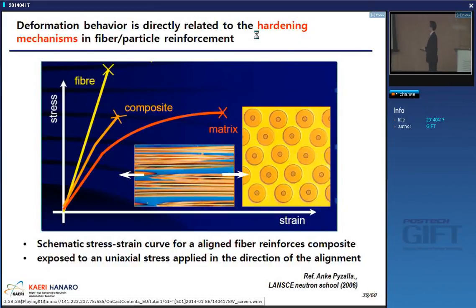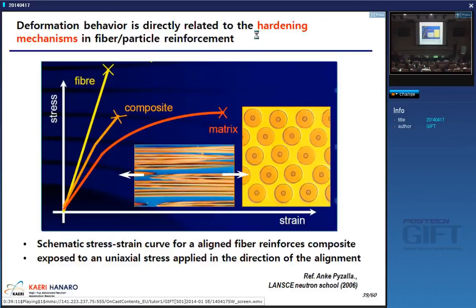You can imagine there is some composite, okay? So there is a matrix here and the fiber is inside here. When you have a tensile test, just pulling, you get the stress-strain diagram. When strain is here, the composite is yielding. Right, it's a composite. But in terms of the matrix and fiber themselves, it is different, right?